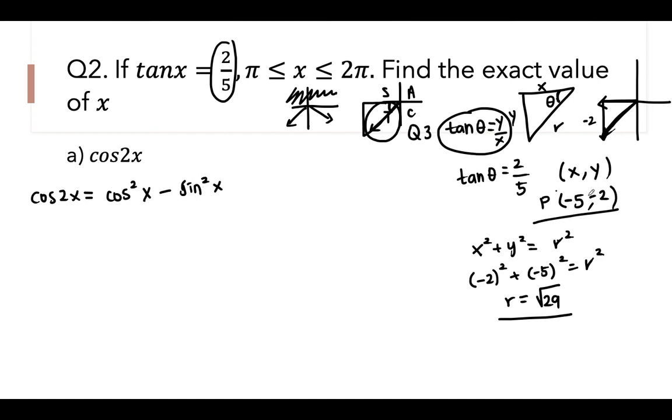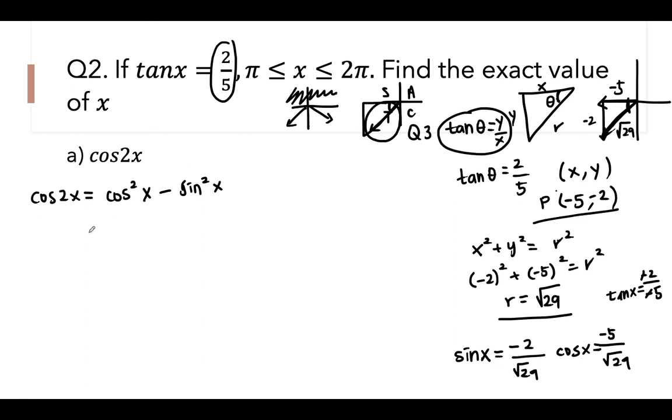So now that we have all the values, this is going to be negative 2, negative 5, and the radius is always positive, square root 29. I can say that sine x is going to be opposite over hypotenuse. So it's going to be negative 2 over square root 29. Cosine is going to be adjacent, so adjacent is negative 5 over square root 29. Okay, and then tangent, we already know. It's going to be negative 2 over negative 5, so negative negative becomes positive.